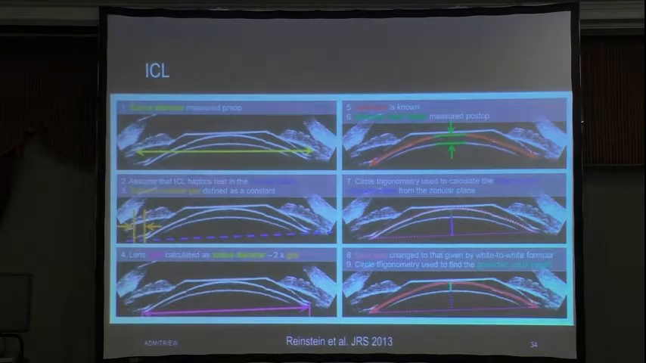And when it comes to ICL sizing and positioning, it's very important to avoid potential complications by properly sizing the ICL before the actual implantation.